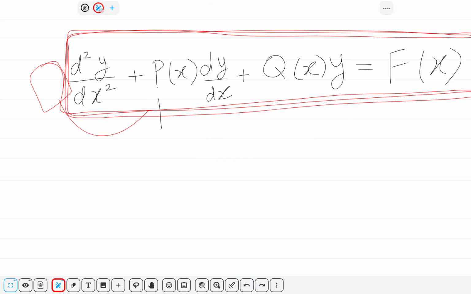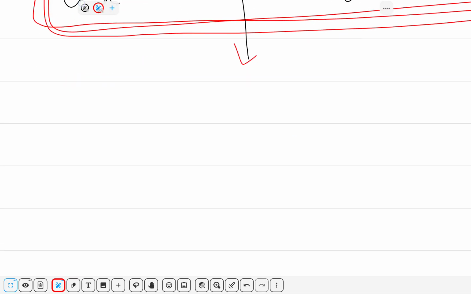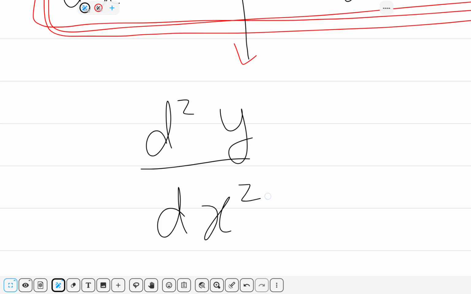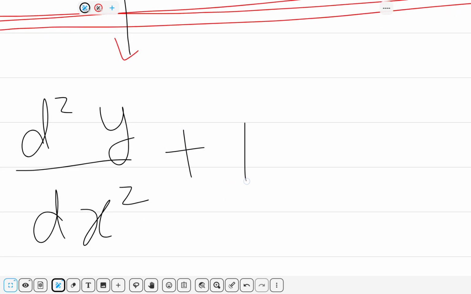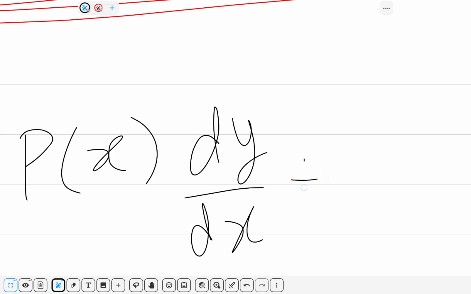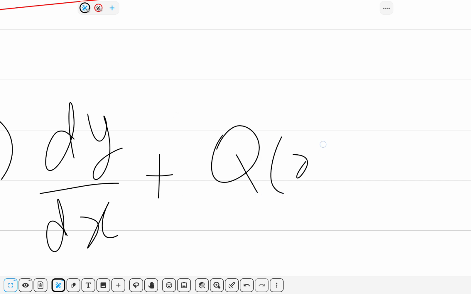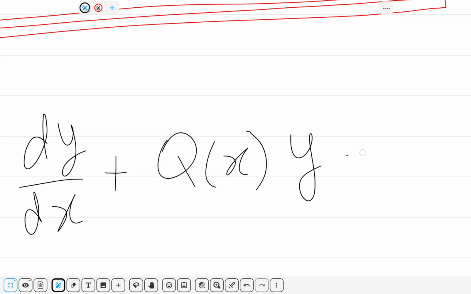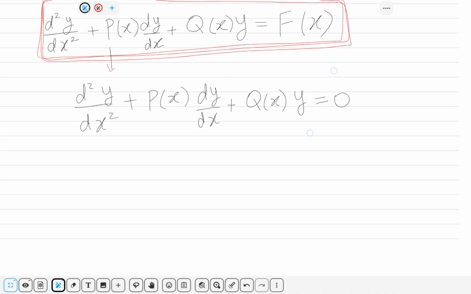So now if I further reduce this, I mean, not reduce this, the special case of this is this. This is a special case.